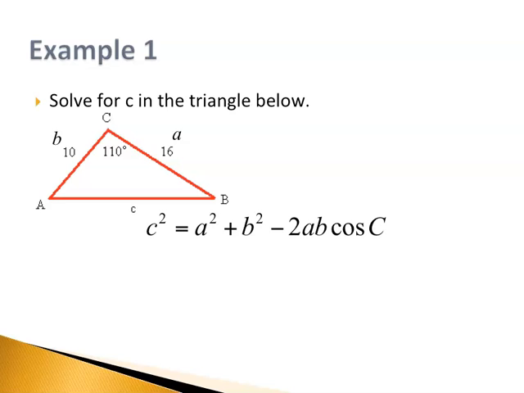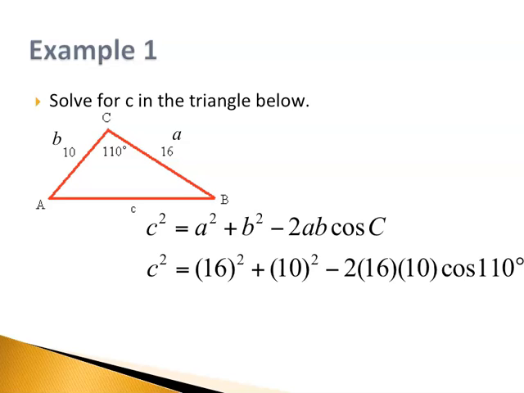So C squared equals A squared plus B squared minus 2AB cosine of C. Plug in everything we know. So we have 16 squared plus 10 squared minus 2 times 16 times 10 times cosine of 110. Now here you can put the entire thing into the calculator.